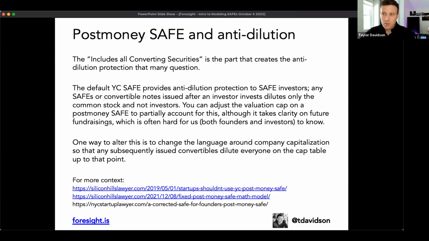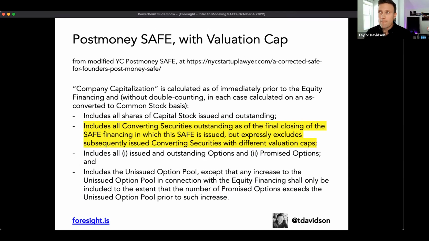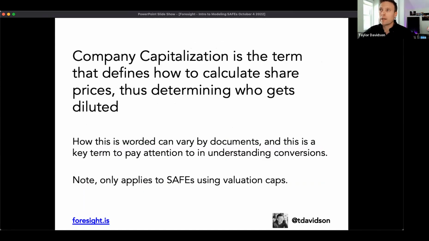And these are better reading I'll share when I share the materials, you can click through the links and read more details about this. But here's an example of one way to modify the language around this to capture that. So this is the same post-money safe, all the same terms except for the one I've highlighted. And what it says is include all converting securities, but only include converting securities up to the closing of the safe for this round, but exclude other safes that come in at other caps later on. And so what that means is, hey, you get what you own at that point in time, but as the company raises more rounds, more money via safes, you get diluted from them. So that's the one caveat to a different way to calculate it.